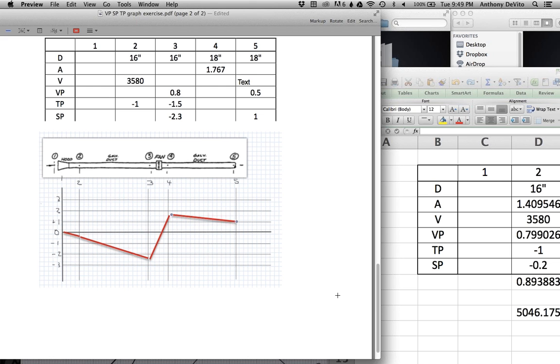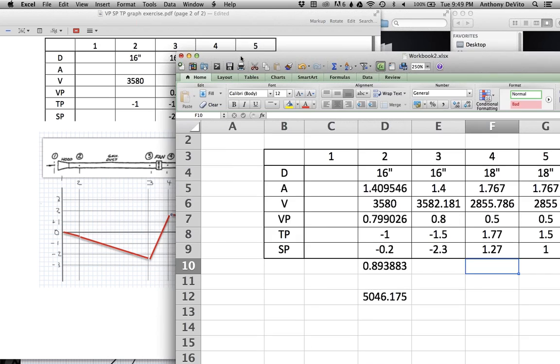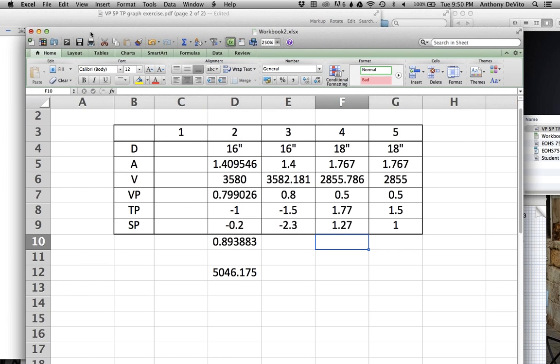Okay, so there's our plot of static pressures. Now we can do the same thing for our velocity pressures and for our total pressures, using these various numbers. Okay, makes sense? So, quick question.